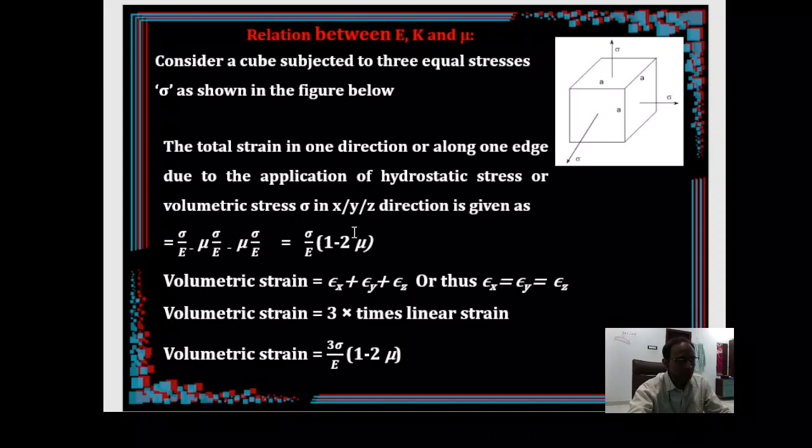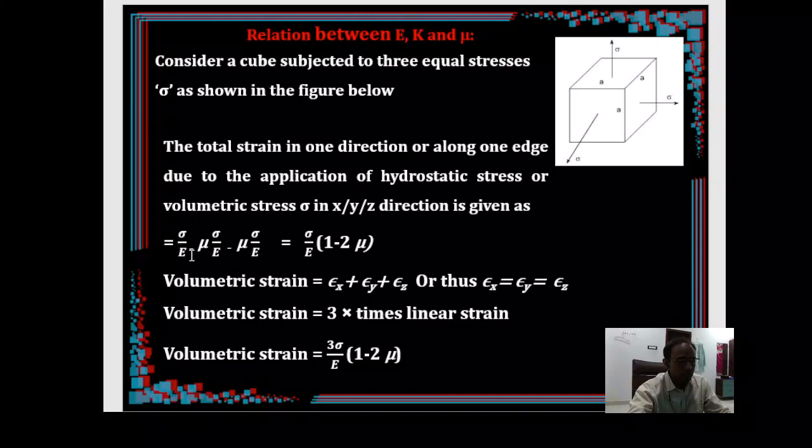So we can calculate first of all the strain in any one of the directions. If you try to calculate the strain in the x direction, let us say epsilon x, we are calculating the total strain in one of the directions, like one edge, because of the hydrostatic stress as I just mentioned. This is x, y and z, and you can calculate in the x direction. It doesn't matter because all three are the same. Whether it is epsilon x or epsilon y or epsilon z, it will be the same.